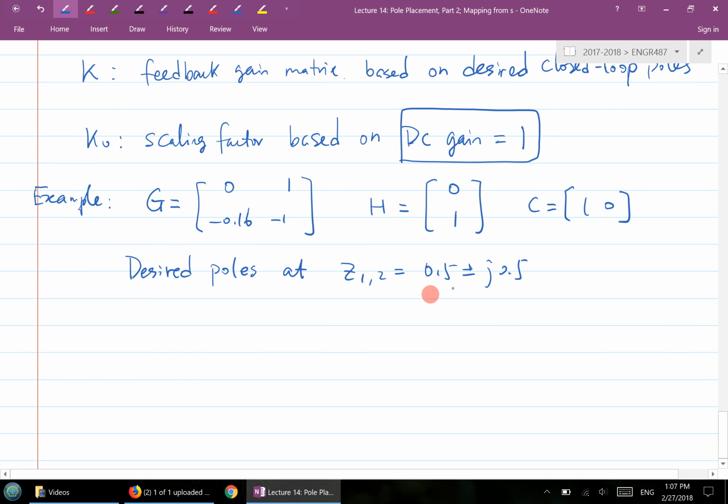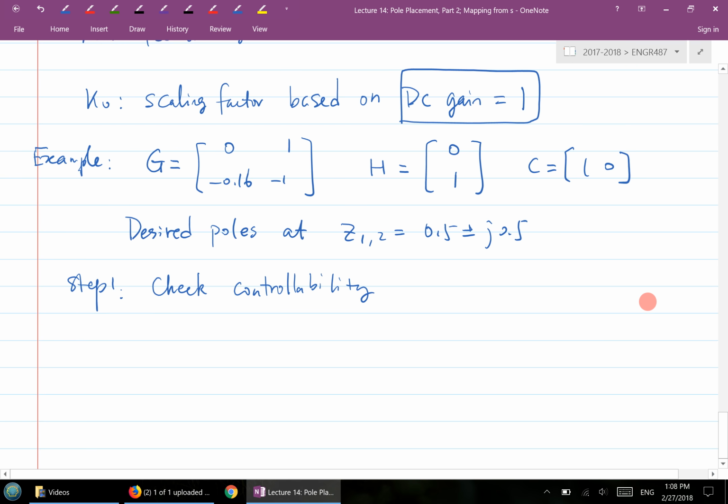Given this, here's the first step. Your first step should always be to check the controllability, because you're designing a controller and going to do the pole placement. So check whether it's controllable or not. It's a necessary step. You have a controllability matrix. Just plug it in and see if the rank is full, then you know whether it's controllable. In this case, you'll see it's controllable for sure.